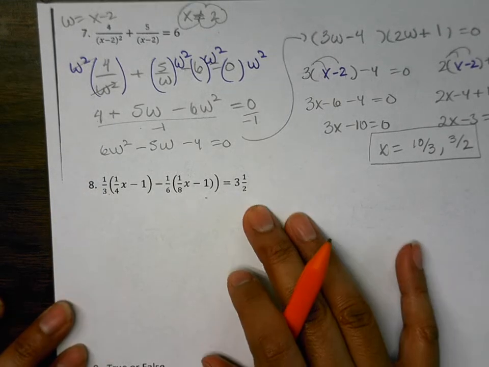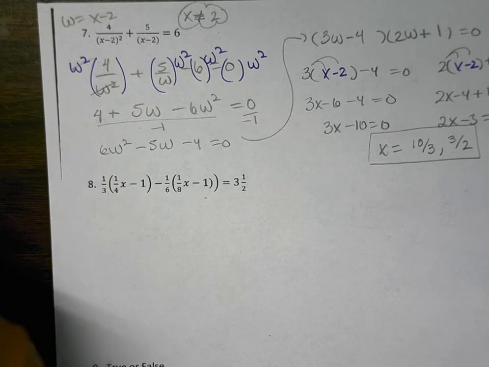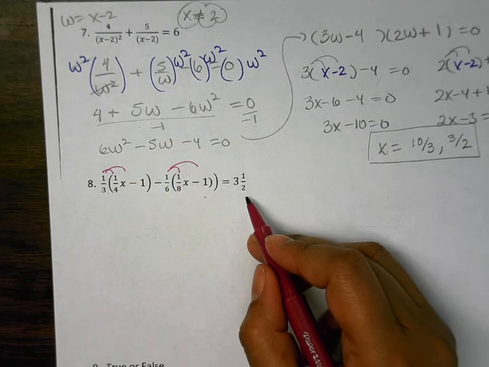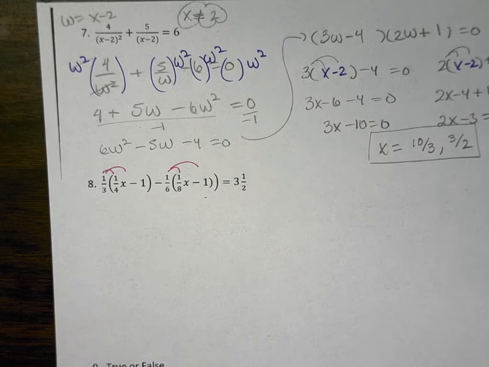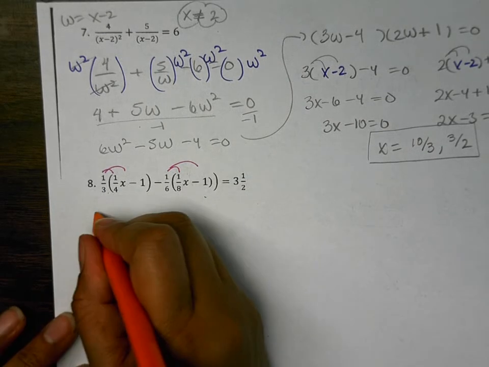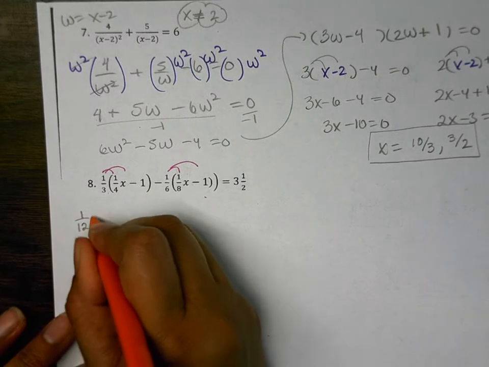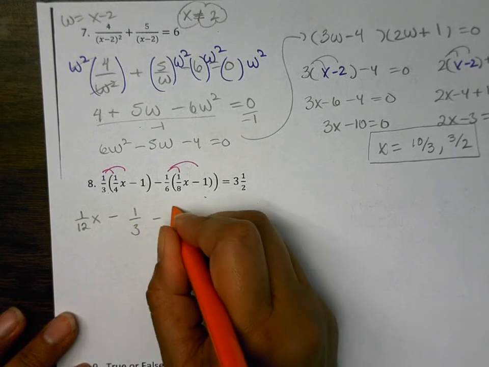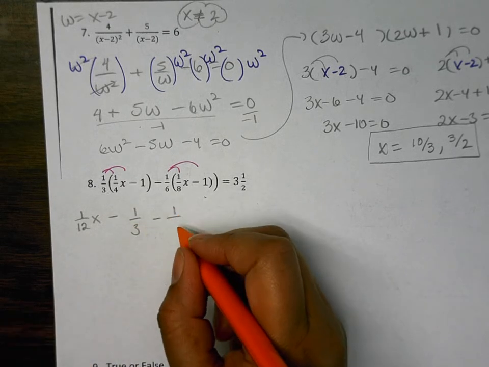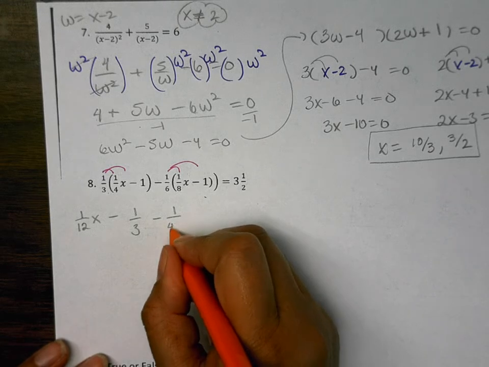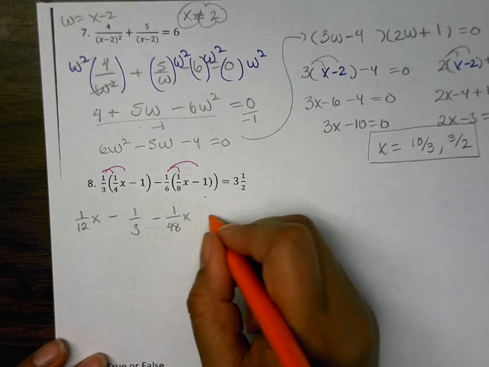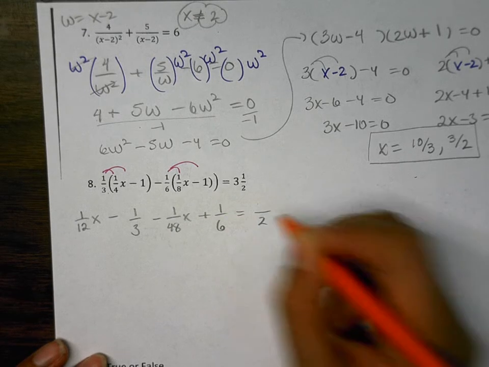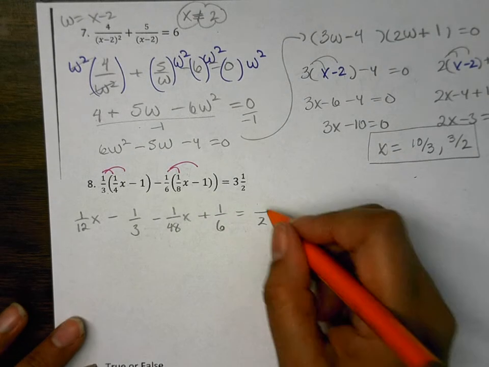Why is this here? Because kids mess up with the fractions. What have I told you guys to do first? I'm going to distribute and change that to an improper fraction. All right, what does this give me? 1 over 12x and then minus 1/3. Minus 1 over what? And then x, and then minus or plus? Plus 1/6 equals what over 2?